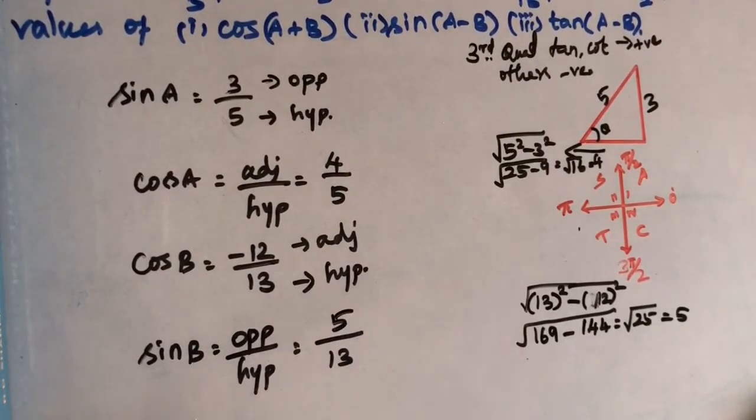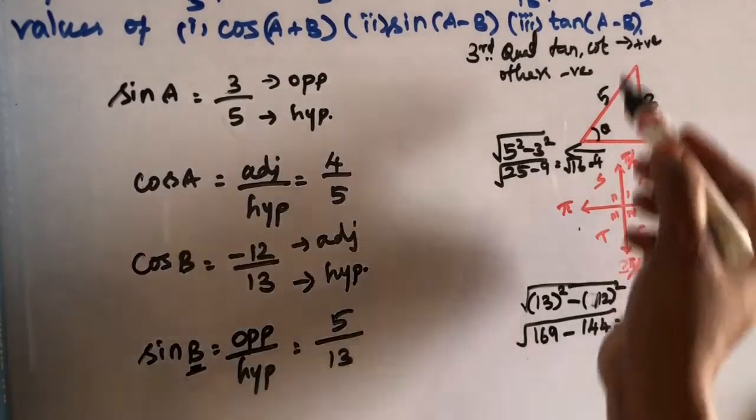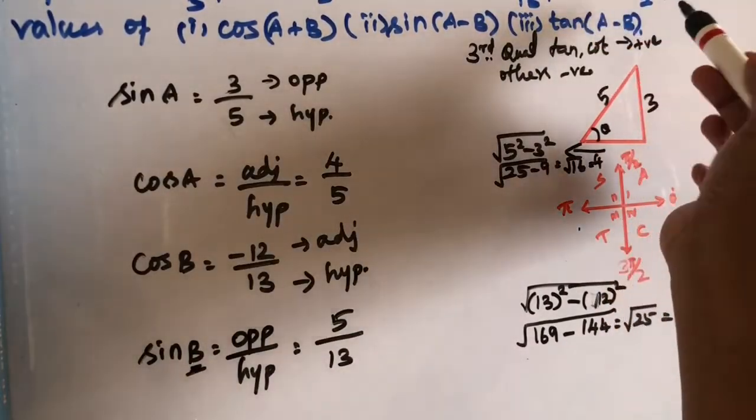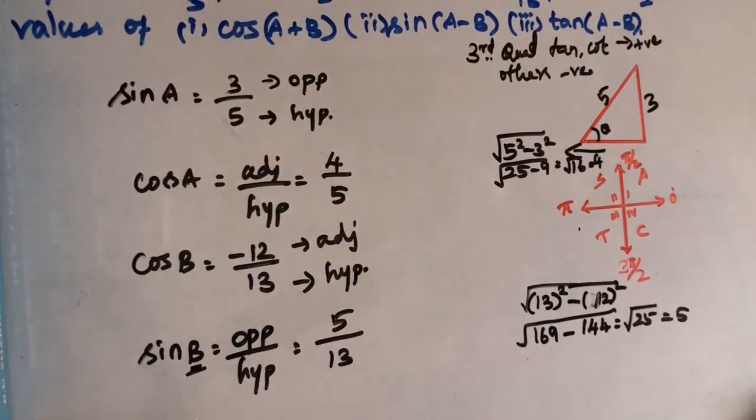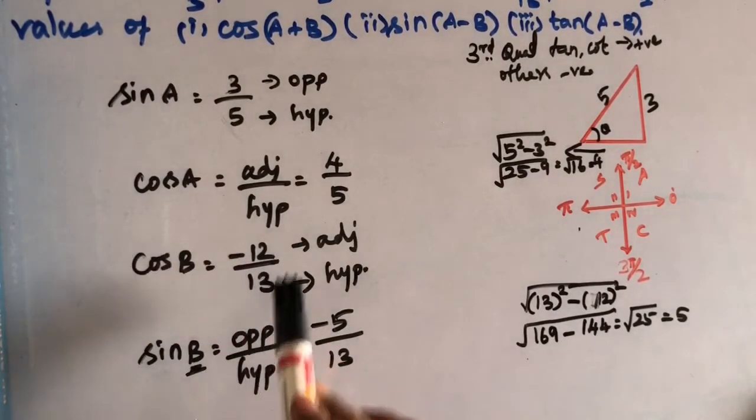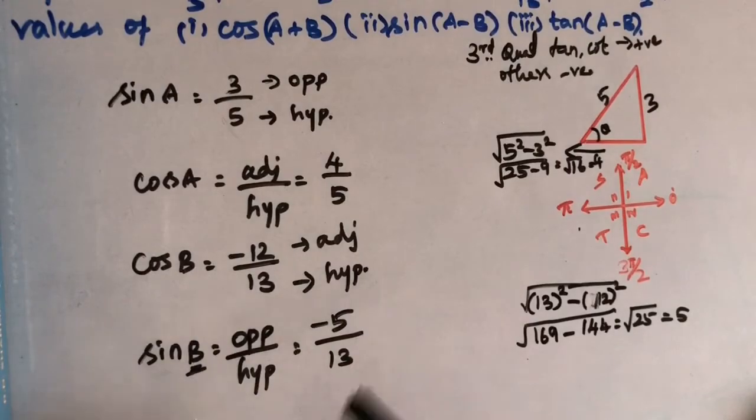Now you have to look at the sign of sin B. Can it be a plus sign or a minus sign? B lies in the third quadrant, according to our problem. In the third quadrant, sin is negative. So it is minus 5 by 13. So cos is minus 12 by 13, sin is minus 5 by 13.